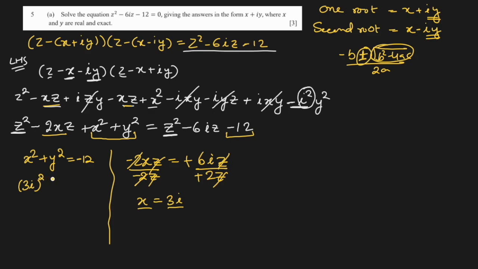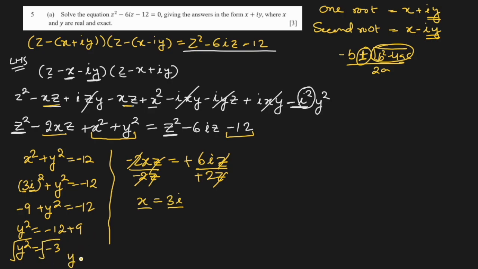3i square plus y square equals negative 12. I square is negative 1 and 3 square is 9. So negative 9 plus y square equals negative 12. Y square is equal to negative 12 plus 9, so y square equals negative 3. If I square root both sides, I get y equal to plus and minus, and the square root of negative 1 will be i, and the square root of 3 will be square root 3i.